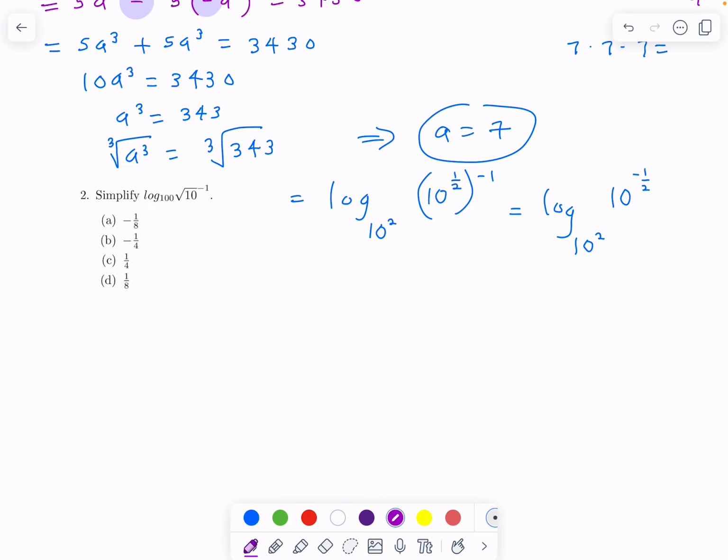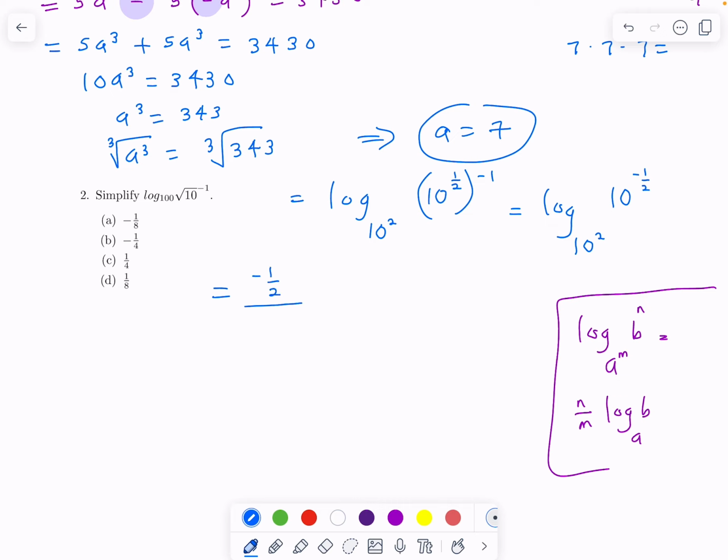Now, there's a rule of logarithm that says that if I have log a to the power of m, b to the power of n, this is the same thing as n over m log a b. So I'm going to use this rule here, right? So this is just going to be negative 1 over 2 divided by 2. So how am I getting that? This negative 1 over 2 is coming from this power here, negative 1 over 2. And then the divided by 2 is coming from this other power here, 2, right? So this is just going to be log 10 base 10.